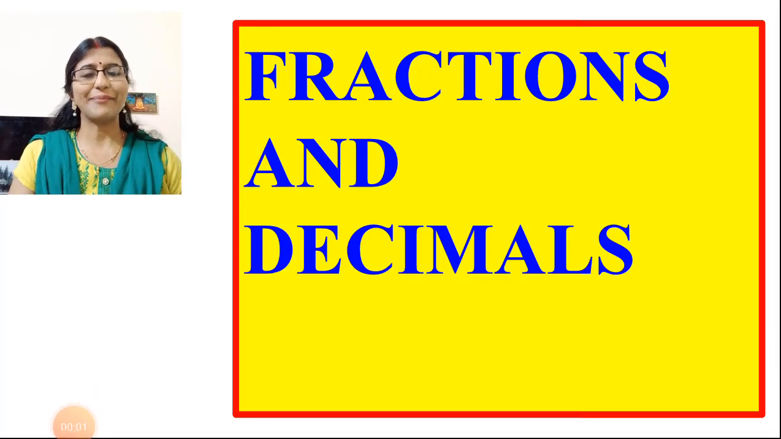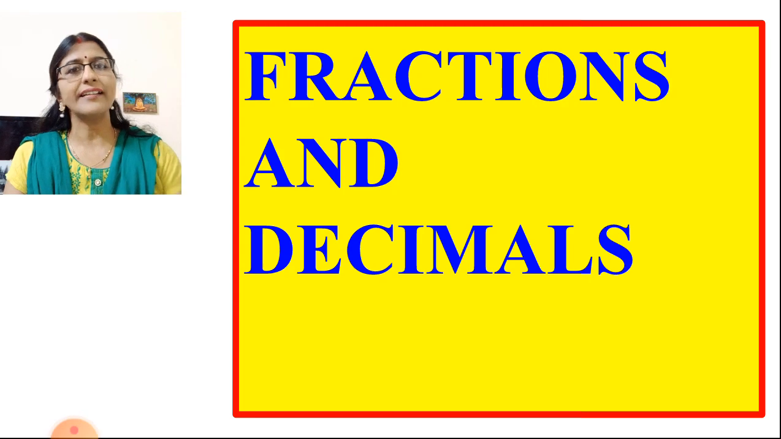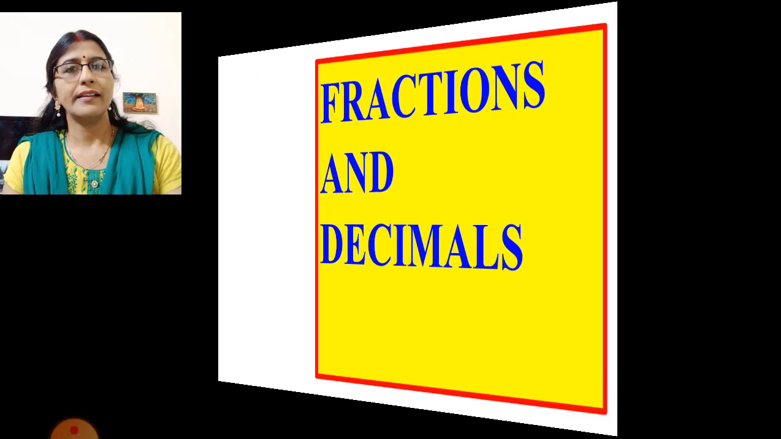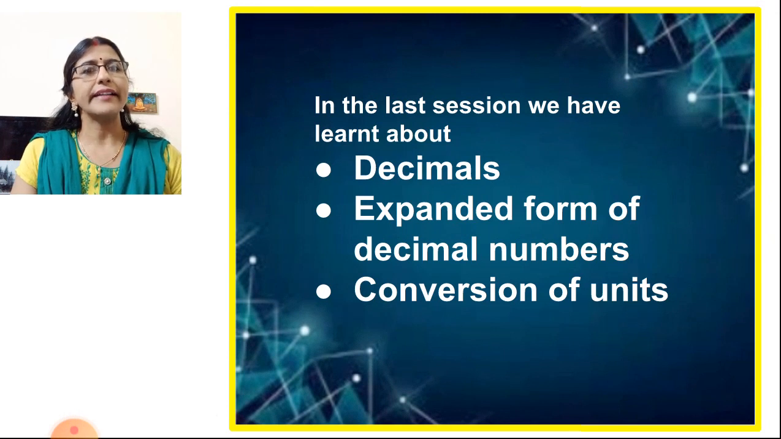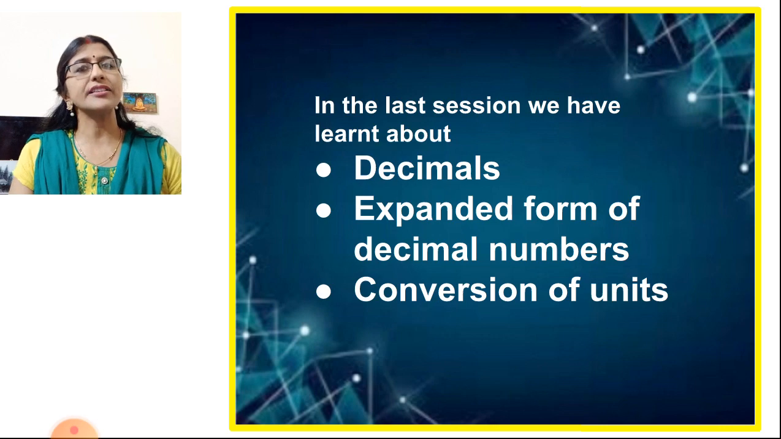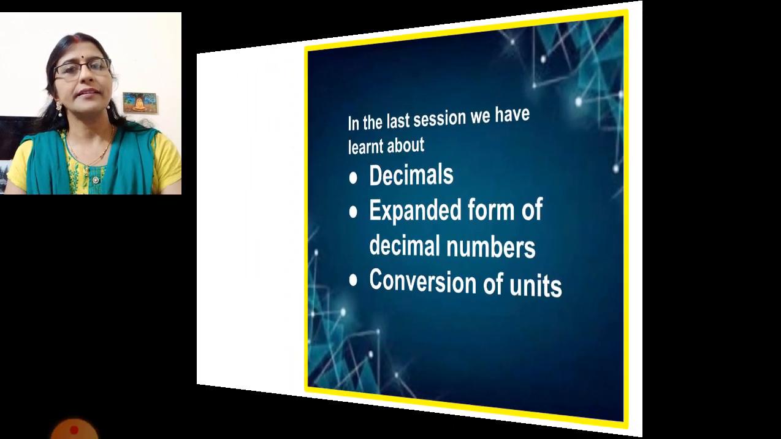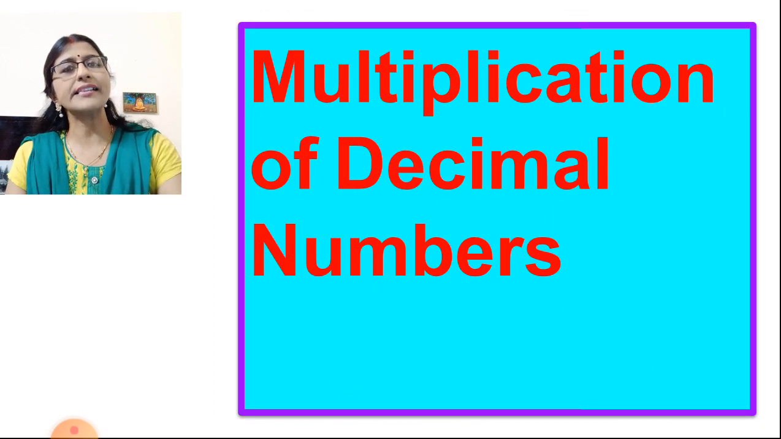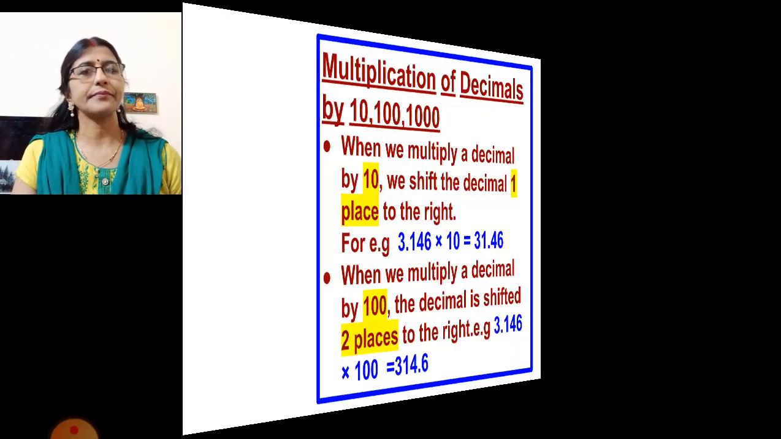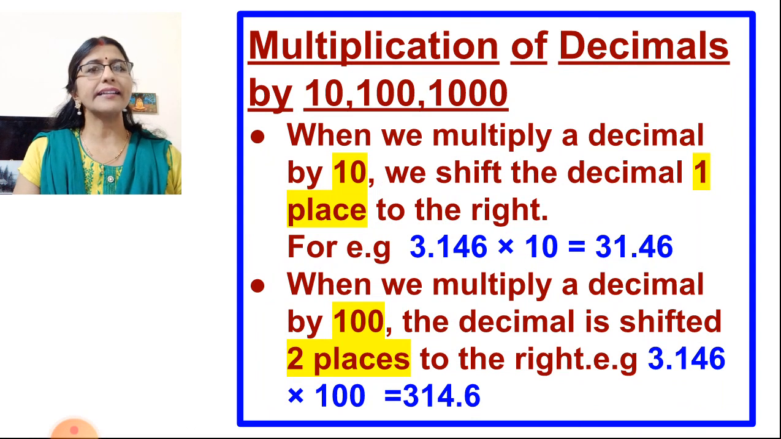Students, Sai Ram. Let us again continue with chapter number 2, fractions and decimals. In the last session, we learnt about decimals, expanded form of decimal numbers and conversion of units. Today we are going to learn about multiplication of decimal numbers. First, let us understand multiplication of decimals by 10, 100 and 1000.